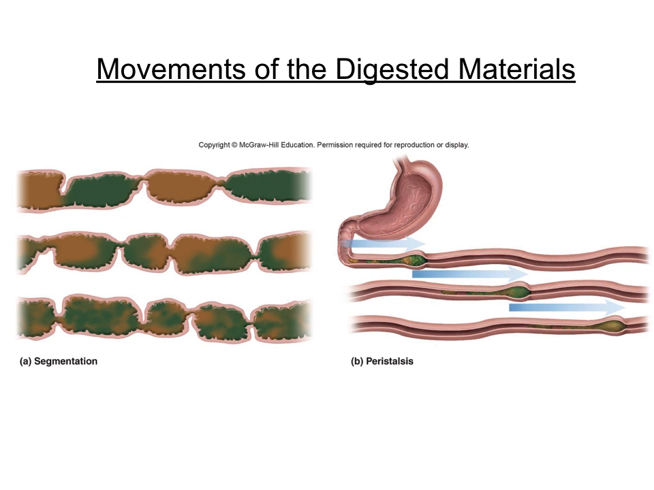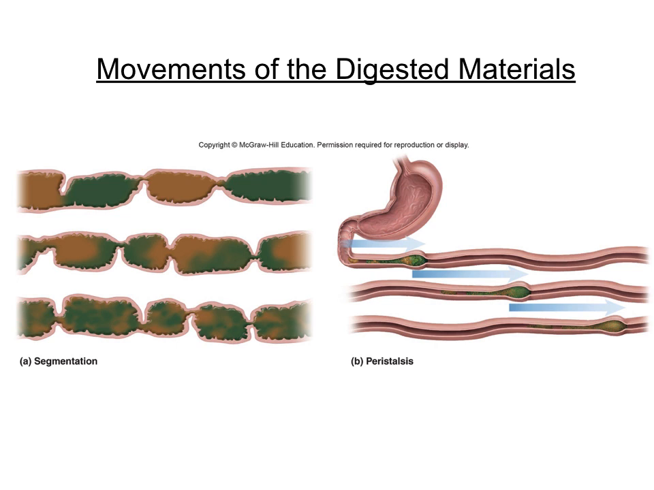Now, when you move material through the digestive tract, there are two major movements that occur. One is called peristalsis, and one is called segmentation. Both of these involve the visceral smooth muscle forming the muscular layers of your digestive tract. I want to talk about peristalsis first, which is shown on the right-hand side of your screen.